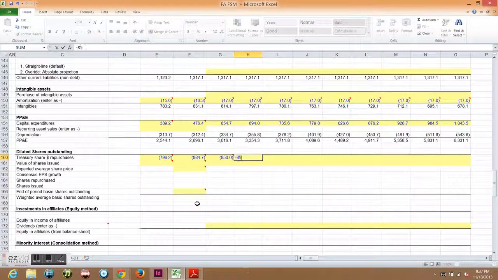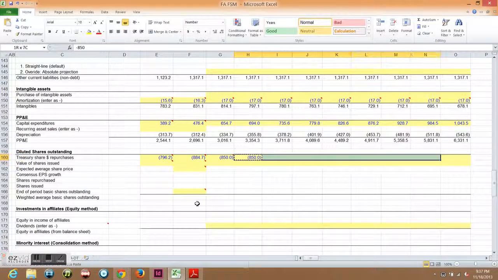Remember, like I said, modeling is more art than science, so you can put your own assumptions in here depending on how much knowledge or how much evidence you have. So, value of shares issued. Where do we find that number?